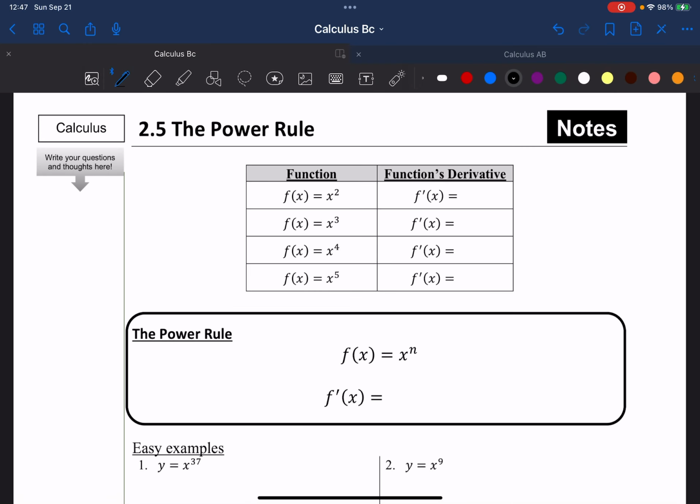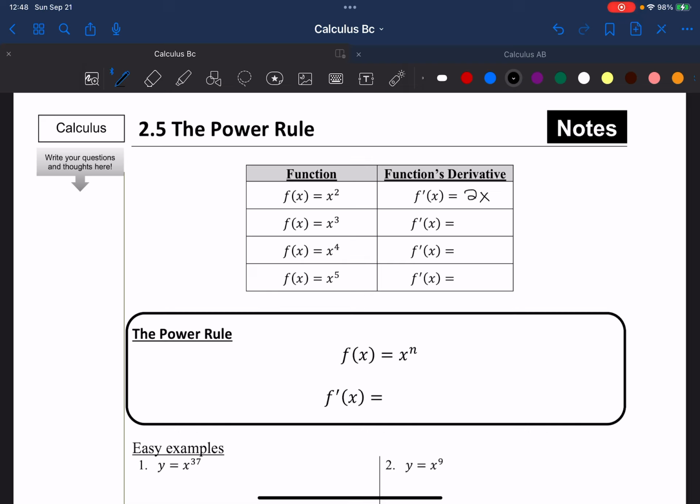Notes 2.5, the power rule. Okay, so now I'm going to introduce how to actually find the derivative. After these notes, once I show you all the rules, you will no longer have to use the definition of a derivative. So we know how to find the derivative of a function based off of the definition of a derivative. I'm going to show you how I know that the derivative of x squared is 2x.